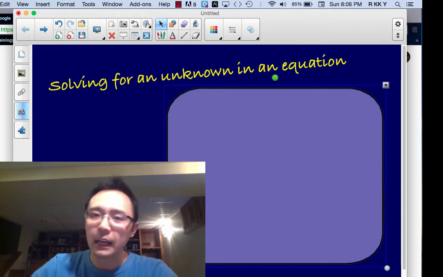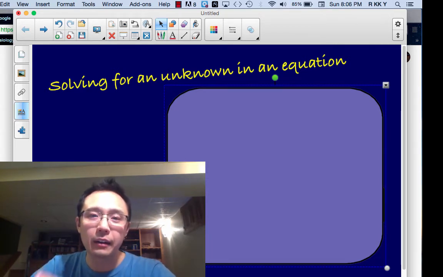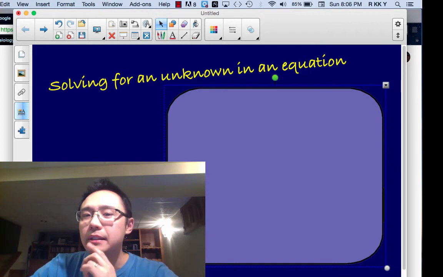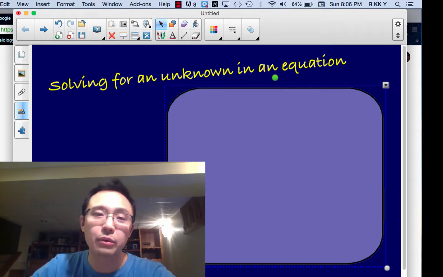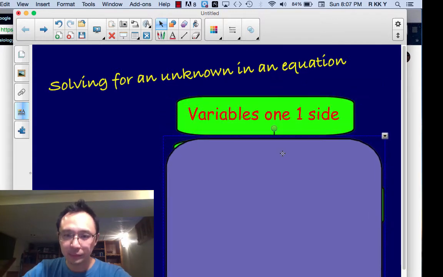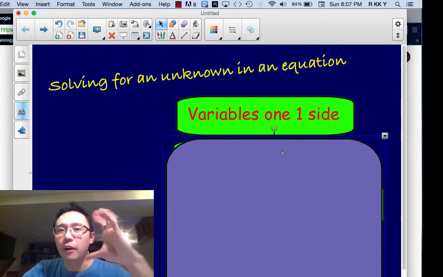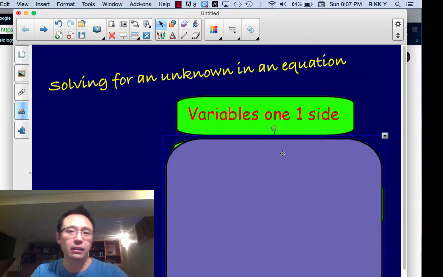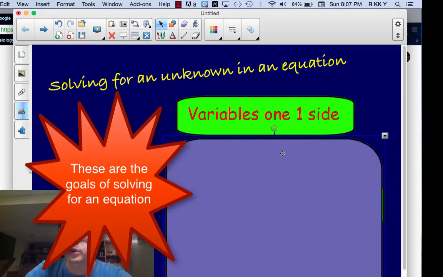To start you off, after that example, there's a couple of things that you have to know for solving for an unknown in an equation. And here are the couple of things. Your goal of solving an equation is that you want to get all the variables onto one side and all the numbers onto the other. So that's going to be your goal in solving an equation.